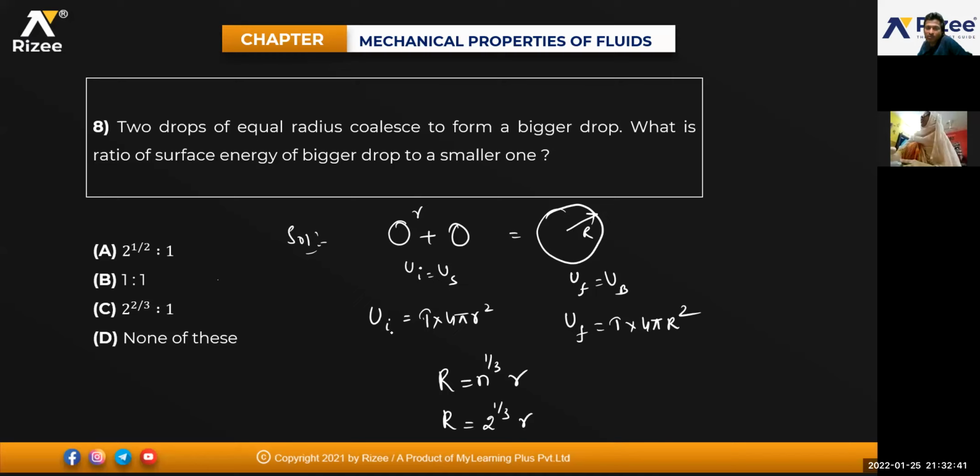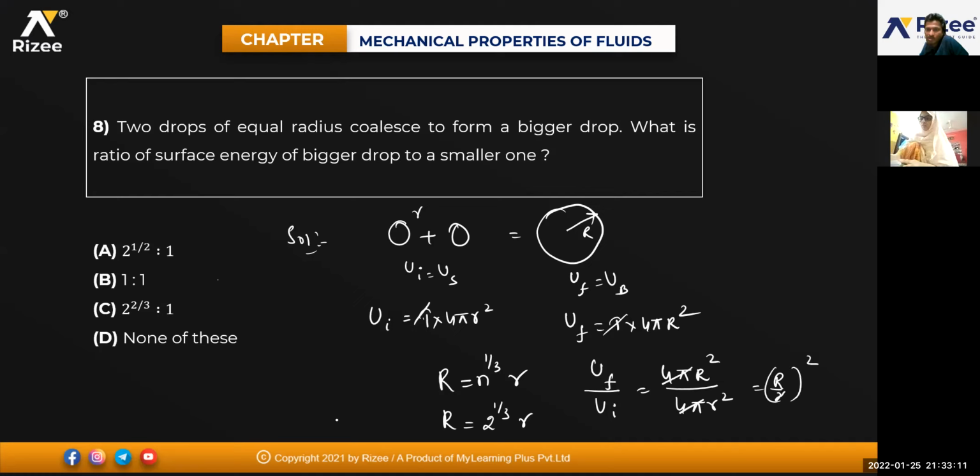So we need the ratio of the surface energy of the bigger drop to the smaller drop. That means u final divided by u initial. The surface tension will cancel. U final is 4 pi into capital R square divided by 4 pi into small r square. 4 pi and 4 pi get cancelled. So from this I can write capital R by small r, whole square.